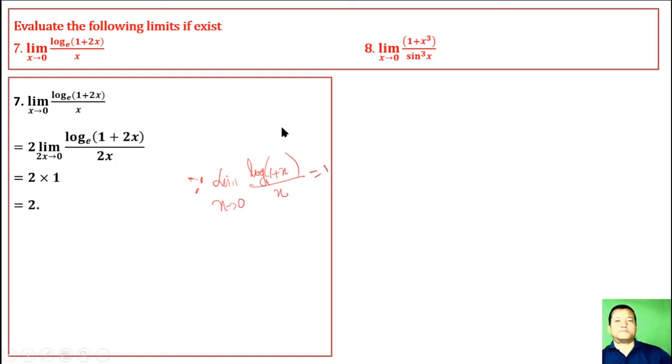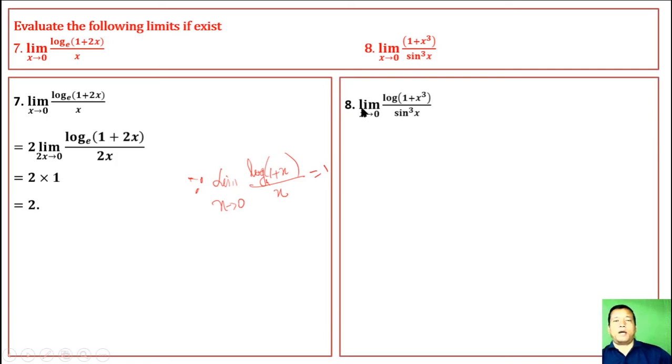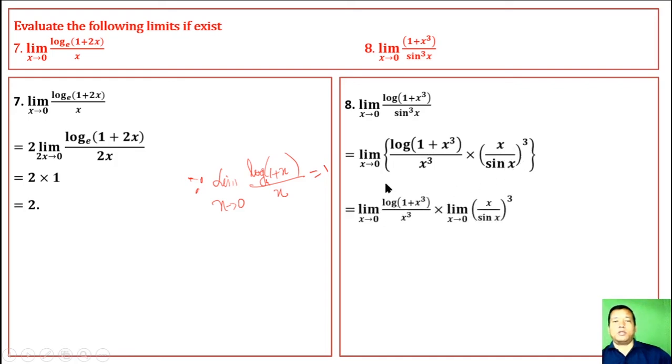There are 2 functions. Number 8, the limit of this function, the limit of 1 plus x cube, using the standard result. We fill up x cube, so sin x cube over x cube becomes x by sin x to the whole power cube. The limit of this function is 1, and the limit of x by sin x is 1, so we get 1 cube, which is 1.